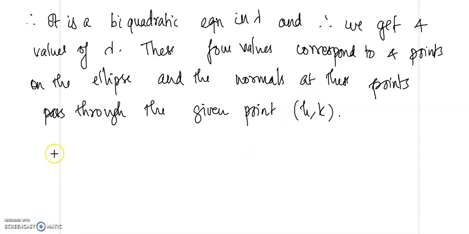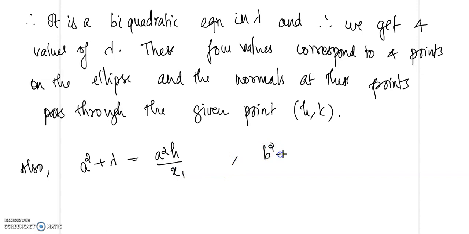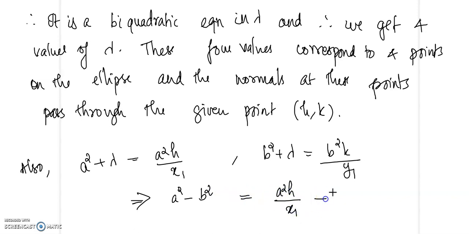And again, we also have a square plus lambda equal to a square h by x1, and similarly b square plus lambda is equal to b square k by y1. Now subtracting these two equations, we are going to get a square minus b square equal to a square h by x1 minus b square k by y1.